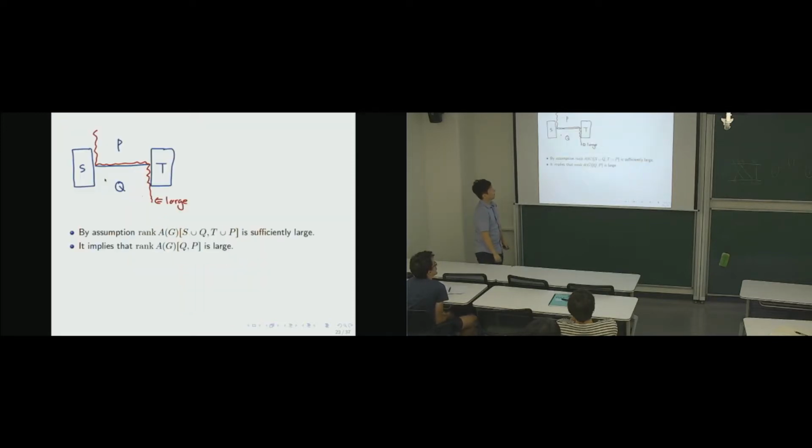What you know by the assumption is that you have this P and Q. If you consider the cut by taking S union Q and P union T, then this is a vertex partition between S and T, so it should be sufficiently large by kappa. If you look at S and P, it's small, and Q and T is small, and we also assumed that S and T is small. So this implies that the rank between P and Q should be large.